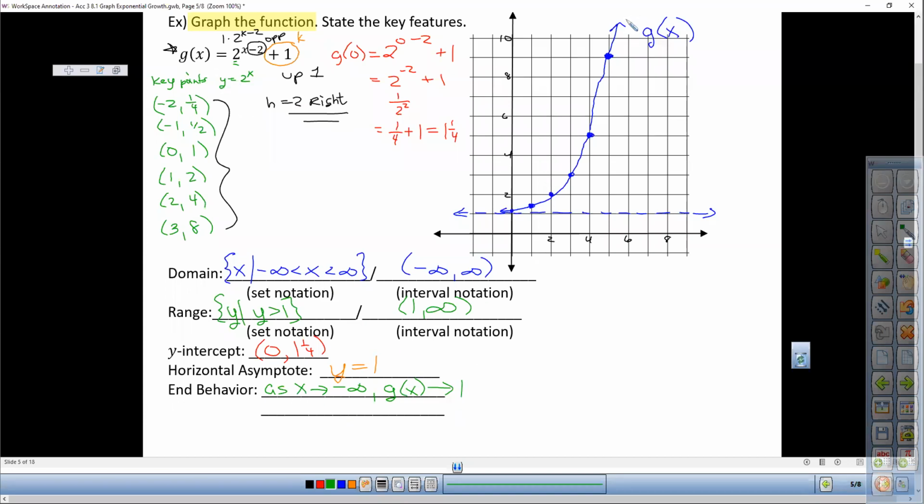The right end, as we head to the right, we're looking at it as x goes to positive infinity. So that right end is heading up as well as to the right. So that means those y's are getting larger. They're heading to positive infinity. So that right end, g of x, is heading to positive infinity. And that finishes up our key features along with our graph.